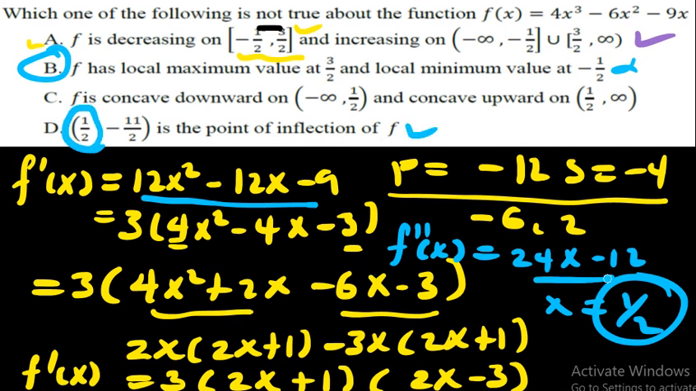And this function below 1 over 2, it's negative, so concave down from negative infinity until 1 over 2, that's correct. And above 1 over 2 it will be positive, that means it's concave up, so the answer obviously will be B. Somehow a time-taking and longer process. It's not hard, but a longer process, because it contains all the concepts of the application of derivatives, first derivative and second derivative. It's containing all, that's why.